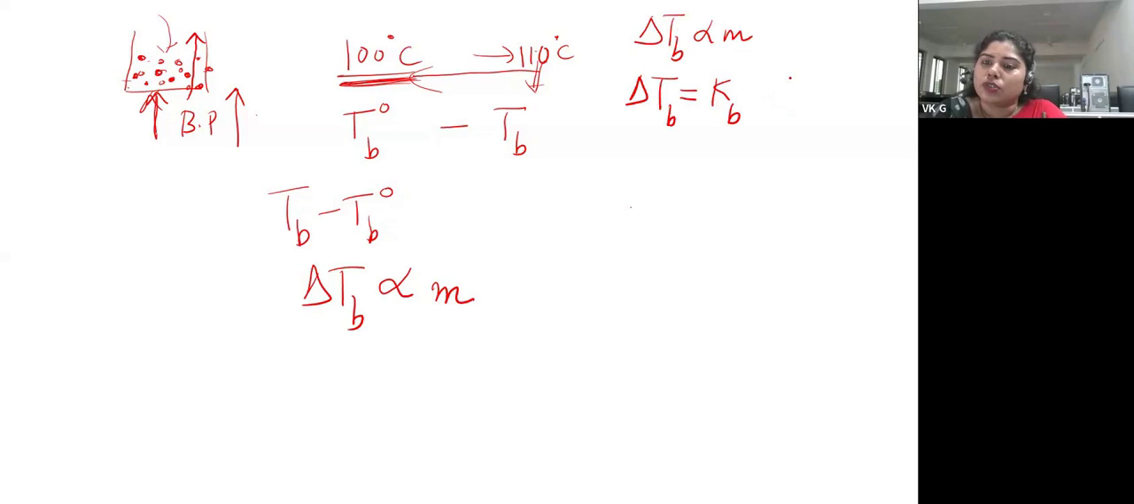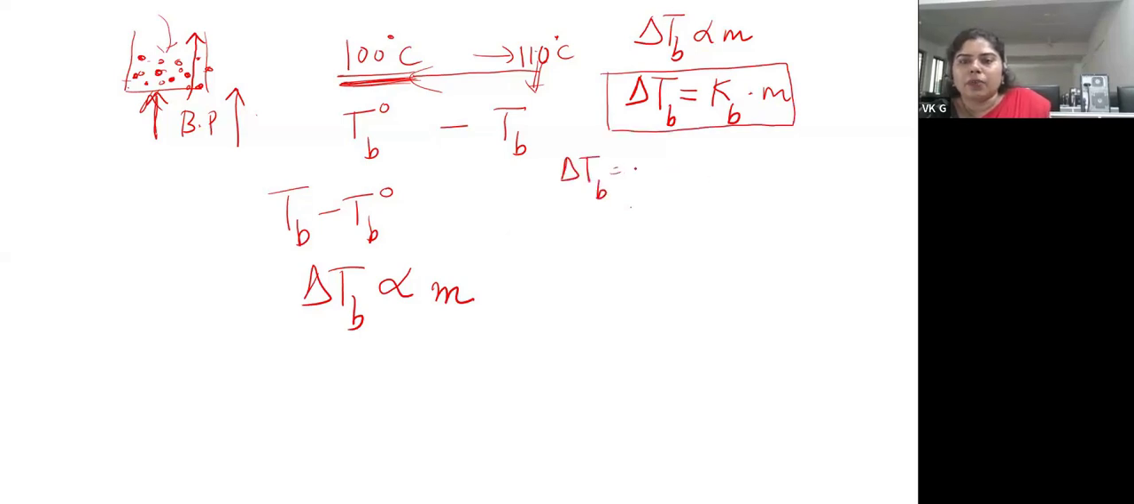Ebullioscopy is the study wherein you talk about higher temperature, that is boiling point. So this is KB into molality. This is the formula for boiling point, KB into molality. Or if you want to simplify further, delta TB will be equal to KB into molality, which is number of moles of solute, N2, divided by mass of solvent. Mass of solvent is W1, in kg. Correct? In kg.